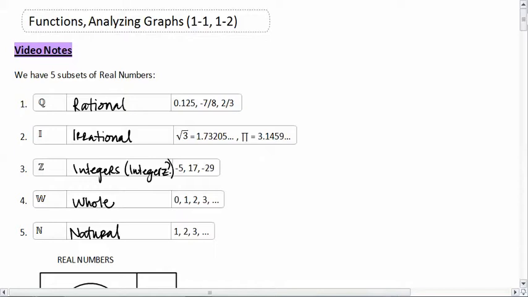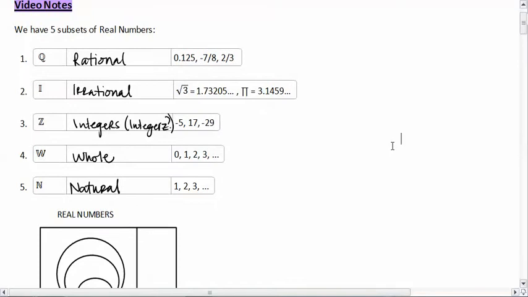So if we look at Q for rational numbers, we have 0.125, negative 7/8, 2/3. These are numbers that can be reduced to fractions. They can be positive or negative. Different from that, we have irrational numbers. These numbers have a decimal after them, and all the numbers after the decimal do not repeat. So when we have square root of 3, we have 1.73205. Pi is a very famous irrational number, 3.1459. The numbers after the 3 point do not repeat. We don't have a pattern.